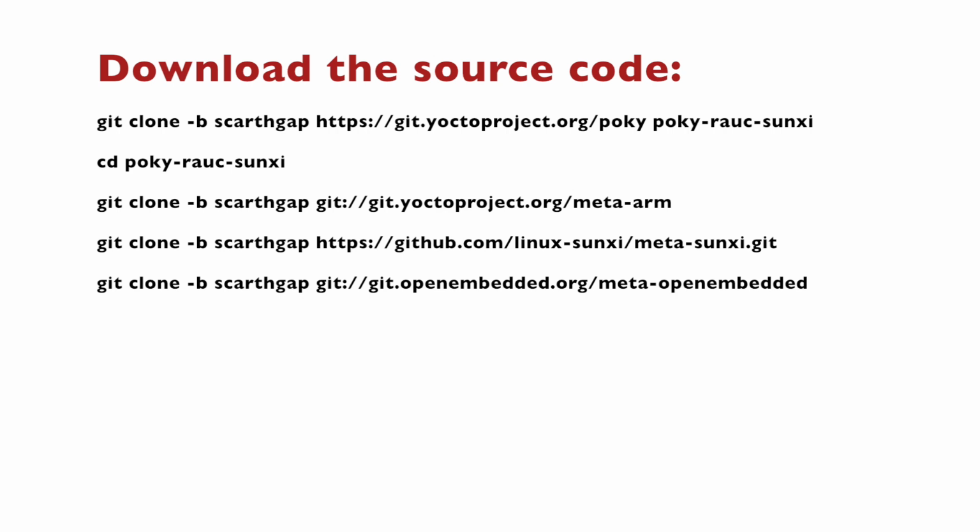The first step is to download the source code. This is the metadata that the Yocto Project and OpenEmbedded use to build a Linux distribution. We are taking Poky, meta-sunxi, meta-openembedded, and meta-arm. All these are different layers that contain different recipes.